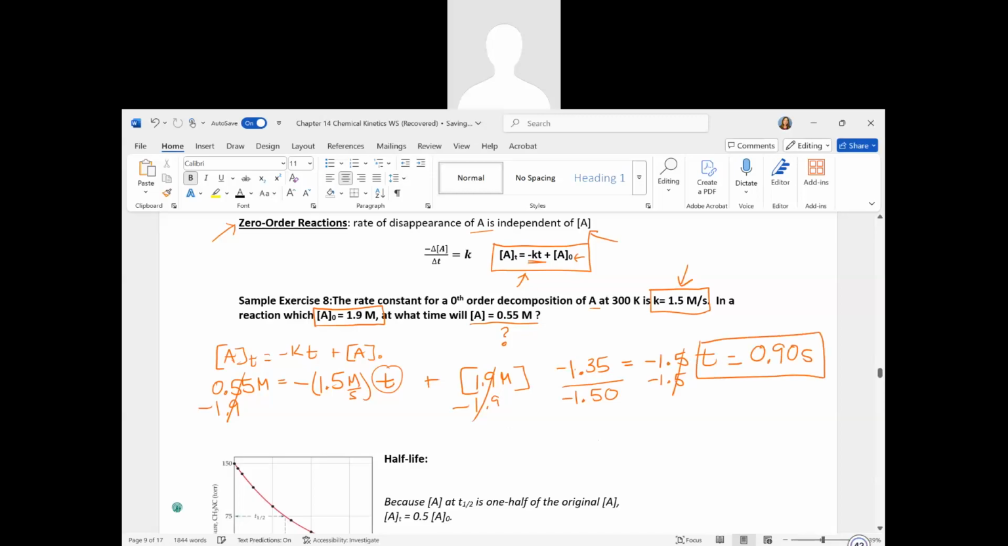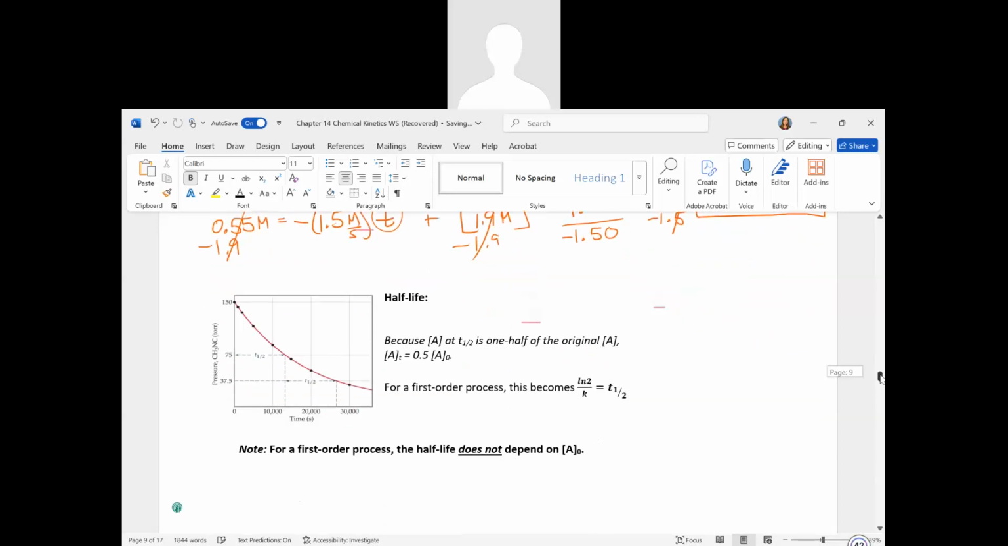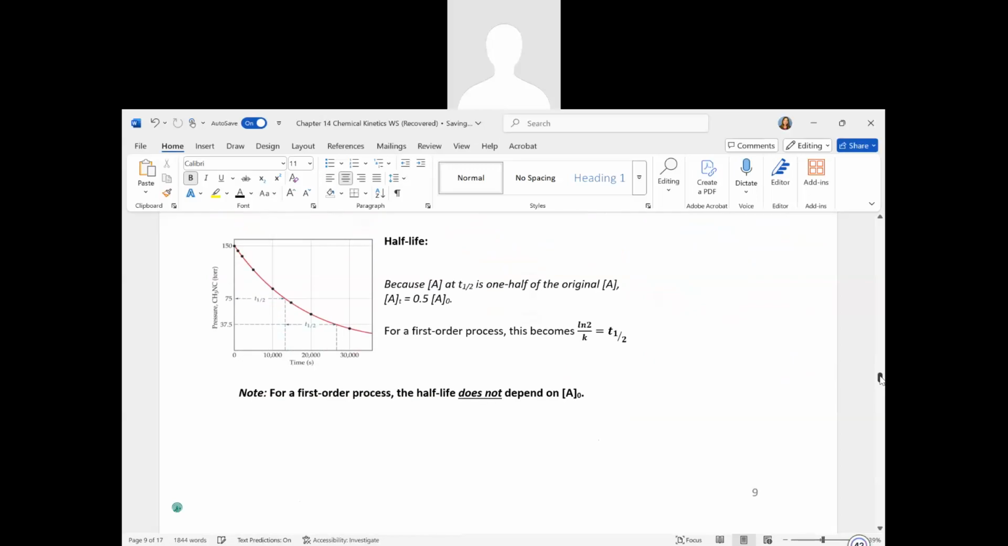And I know that's going to be in seconds because my rate constant was in molar per second. So that's an example of a zeroth order reaction and how we can utilize the integrated rate law to find a time once something reaches a certain concentration, or we can also solve for any of those variables if we have the others, including the k.